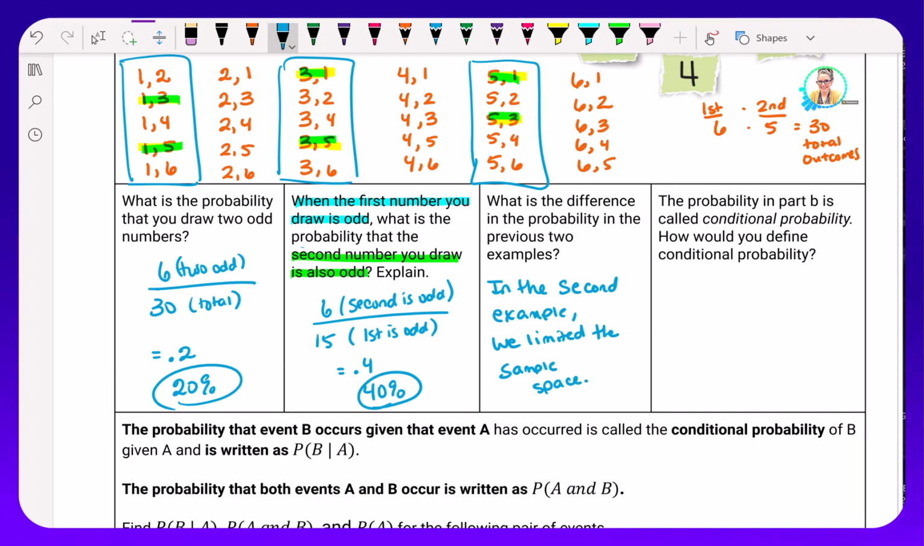So the probability in part B, that's called conditional probability. When it says conditional probability, this part right here in blue, that is our condition. So how would you define conditional probability? It's going to be the probability of an event given that another event has occurred.